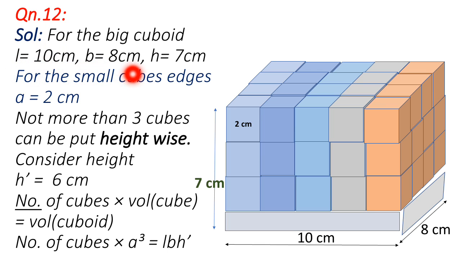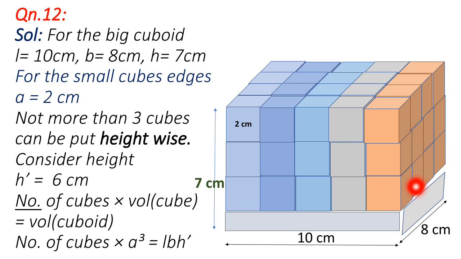breadth 8 centimeter and height 7 centimeter. And we have to place some of the cubes with the edge 2 centimeter in that cuboid. So first see, if we place the cubes lengthwise, then first count here 1 2 3 4 5 cubes can be taken lengthwise. So as because length is given 10 centimeter and the edge of the cube is 2 centimeter, so in that cuboid 5 cubes can be taken lengthwise.